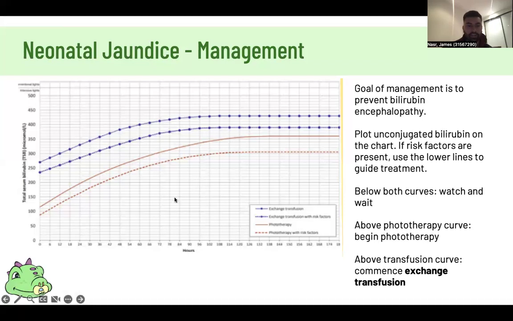So if you plot it and your spot is below both curves, so it's below the phototherapy curve, then there's no active management required and you just have to watch and wait. If it's above the phototherapy curve, but below the exchange transfusion curve, so somewhere in between here, then you would begin phototherapy. Whereas if you're above both curves, so all the way up here, then you would commence exchange transfusion. Cool. And I doubt you would be asked to do this without being given a graph to plot it on.